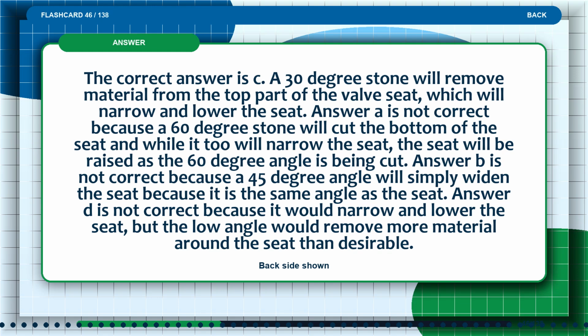The correct answer is C. A 30-degree stone will remove material from the top part of the valve seat, which will narrow and lower the seat. Answer A is not correct because a 60-degree stone will cut the bottom of the seat, and while it too will narrow the seat, the seat will be raised as the 60-degree angle is being cut. Answer B is not correct because a 45-degree angle will simply widen the seat because it is the same angle as the seat. Answer D is not correct because it would narrow and lower the seat, but the low angle would remove more material around the seat than desirable.